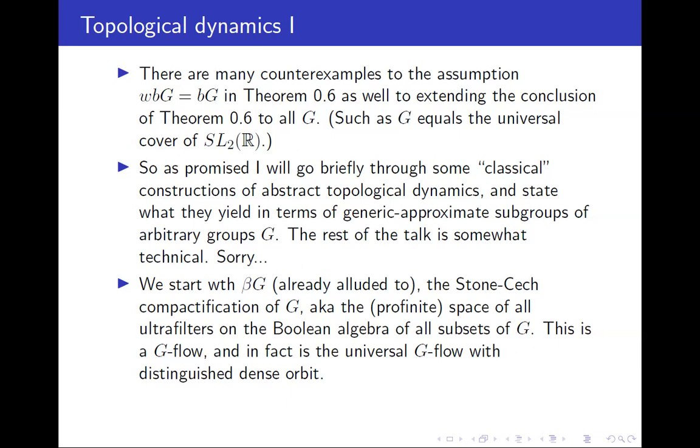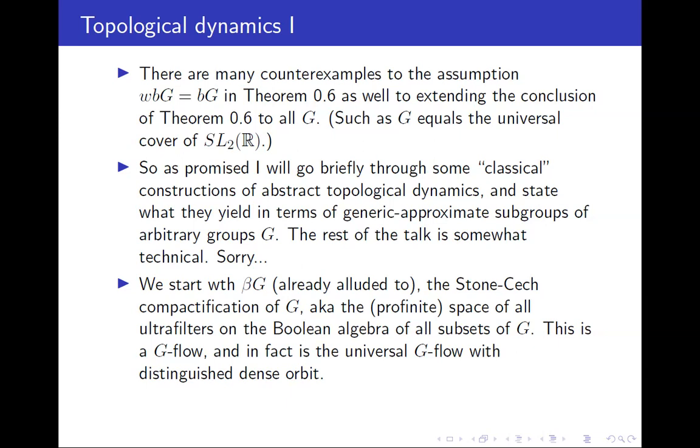I think this is a basic known object in mathematics, the Stone-Čech compactification, but logic is there via ultrafilters in a sense, right? There is, logic belongs there. This is a G flow. Now, by G flow, I simply mean the action of G by homeomorphisms on a compact space. That's a G flow. This is a G flow.